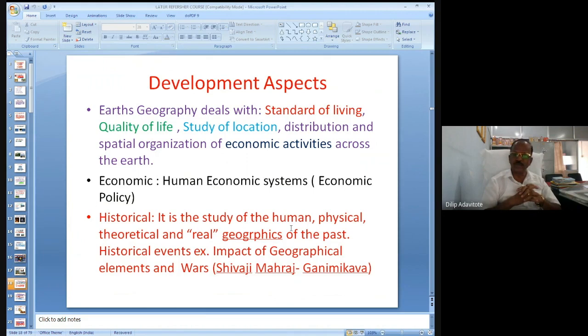Now coming to the development part of our discussion, as we know our geography deals with, that is, we are always talking about standard of living, quality of life, study of location, distribution of spatial organization, economic activities across the earth. Local to global, we are talking about either social geography or economic geography or cultural geography. We are always talking about these development aspects. So if there are human economic systems, and therefore economic policies, as we know after LPG, liberalization, privatization, globalization, there are enormous changes taking place, and that too in the private sector. So these various things we must understand from the development point of view.